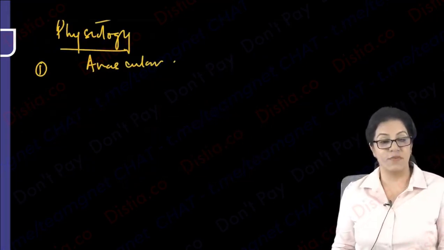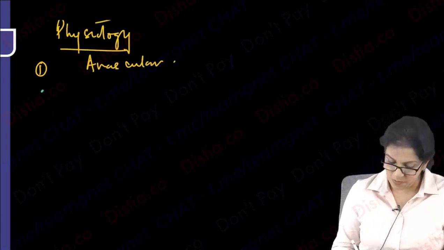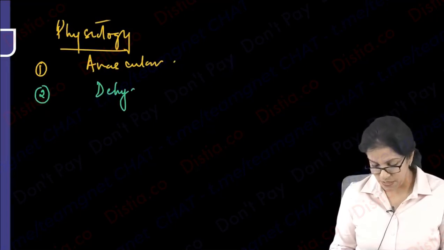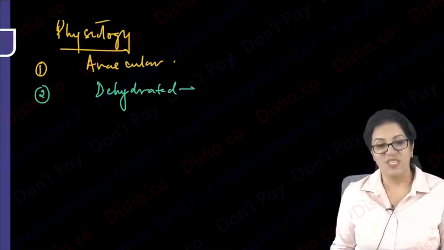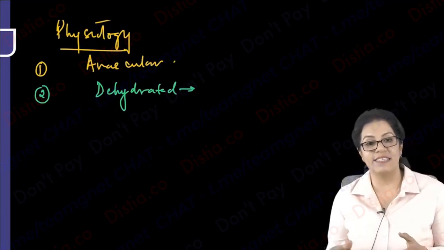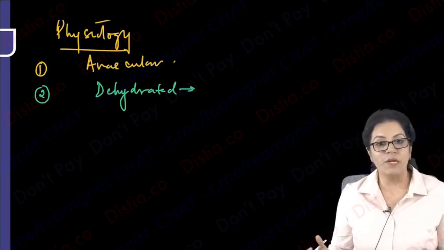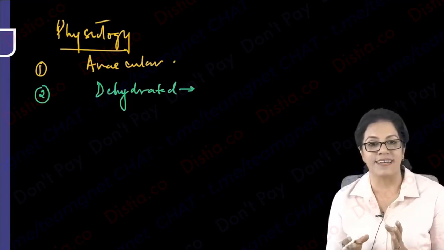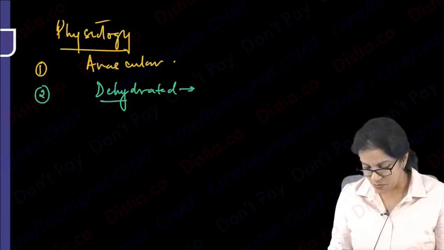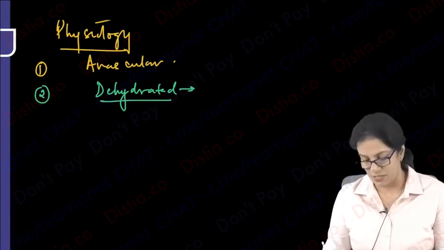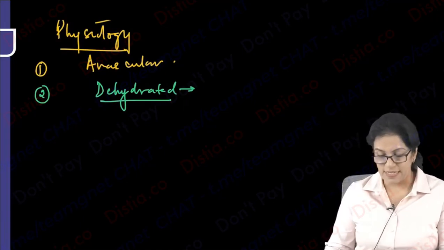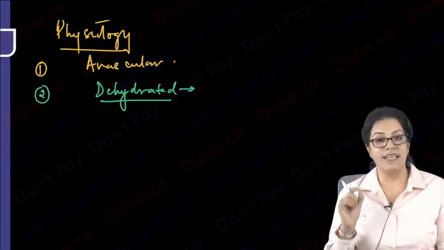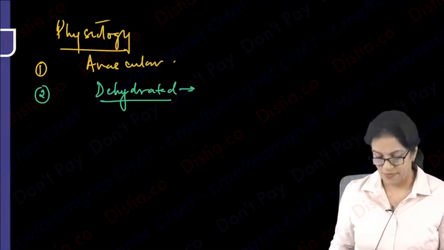We said that it is an avascular structure, correct. Secondly, it is dehydrated. Needs mention. So please understand something here. Though if you look at the components of the lens, 66% is water. Why am I calling it dehydrated? Because even a little hydration leads to cataract. Therefore, we consider the lens to be a dehydrated structure. I'm repeating, even a little hydration leads to cataract.